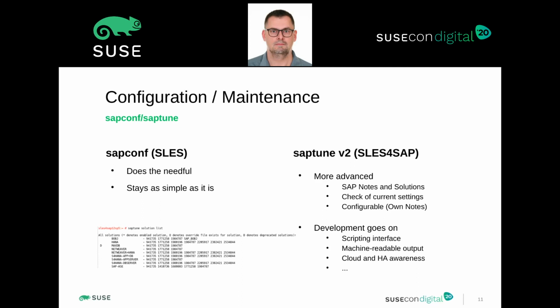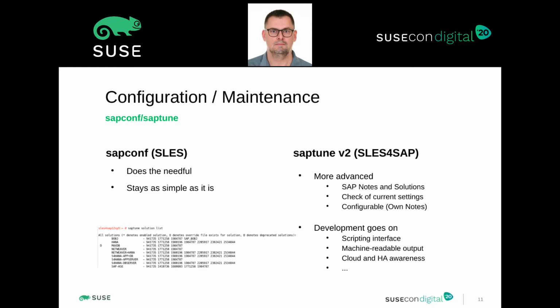One benefit of saptune is that you have the possibility to check the current settings. There's a verify option where you can see which parameter in which SAP note expects which system value and if this is set correctly or not.